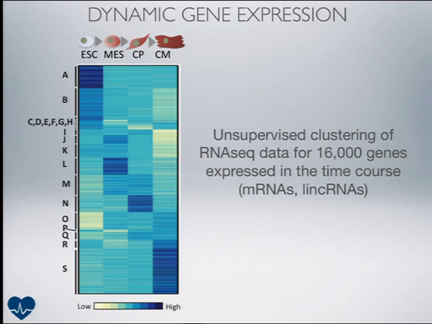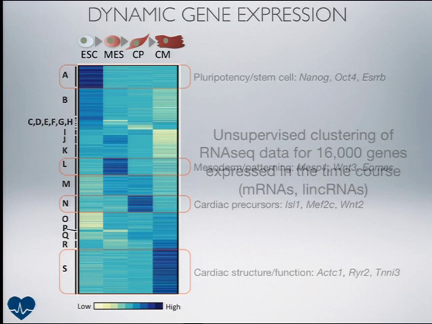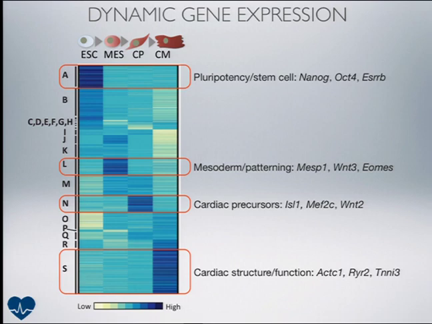And this includes long intergenic non-coding RNAs and any sort of RNA that you can imagine. And it was very satisfying to see that, as shown here in the blue is the higher expressed genes, that we could capture genes that were associated with pluripotency at the right stage, genes that were specific to the mesoderm stage, specific to the cardiac precursor stage, and of course, all the genes that we know and love that are associated with cardiac structure and function. So we knew that our system was working, was capturing the right intermediates, and also was giving us this very rich data sets to understand this differentiation process.